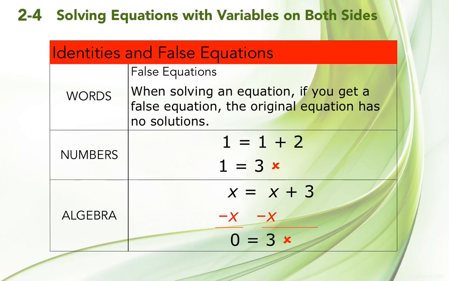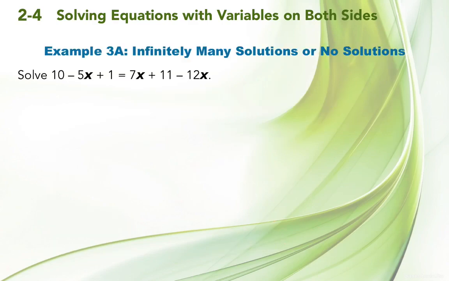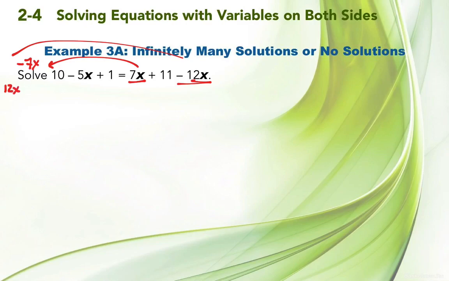So let's take a look at what some of these might look like. So here's our first example here. 10 minus 5x plus 1 equals 7x plus 11 minus 12x. So we're going to do what we're supposed to do here and rearrange. So this is going to move over here and be a negative 7x. And this is going to move and become a, going to be short on space here, positive 12x.